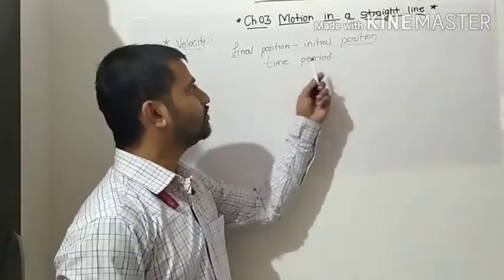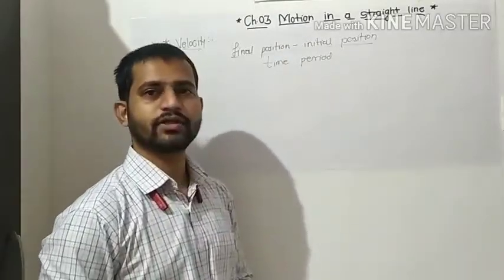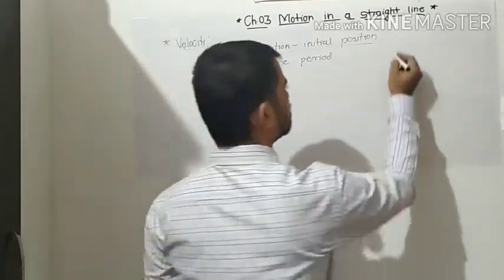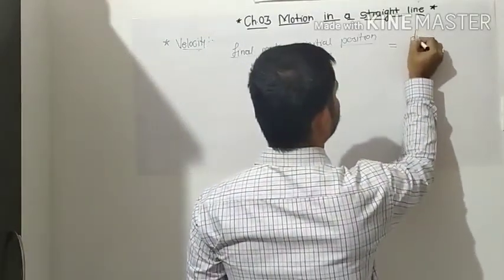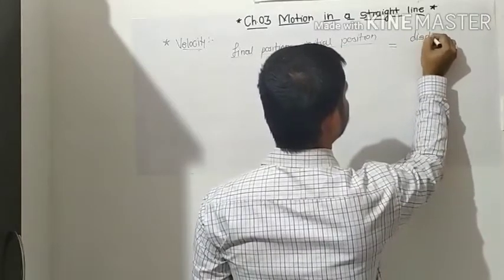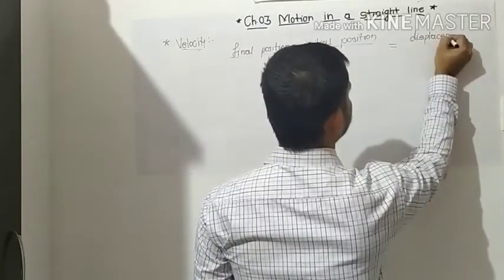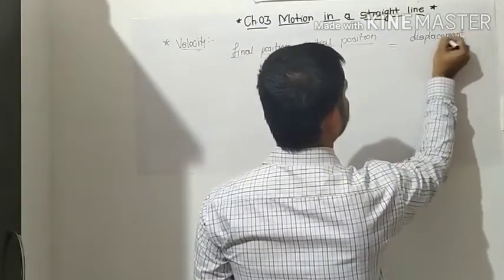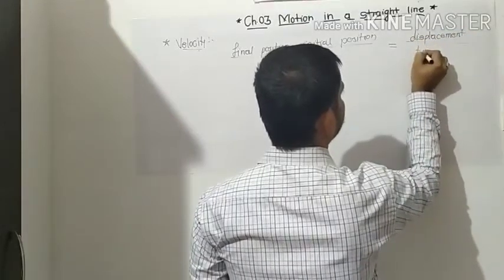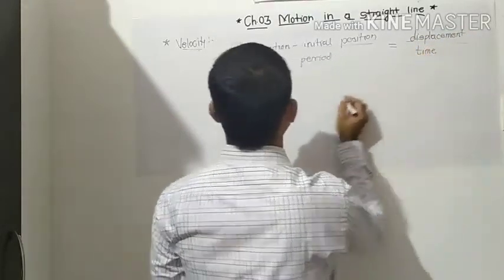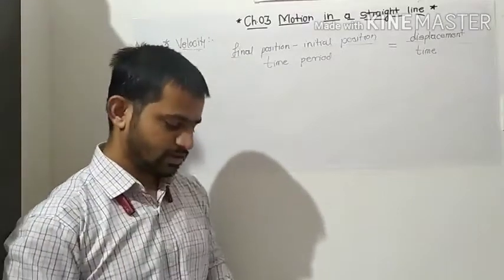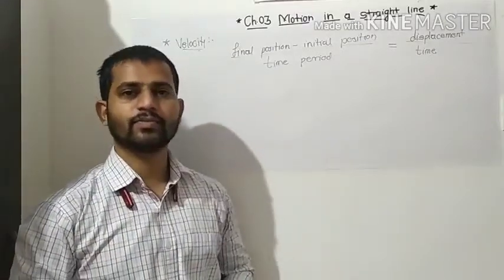So what is the final position minus the initial position? It is nothing but the displacement. So we can give here the displacement upon time. So for the velocity, what is the formula? It is the displacement upon time.